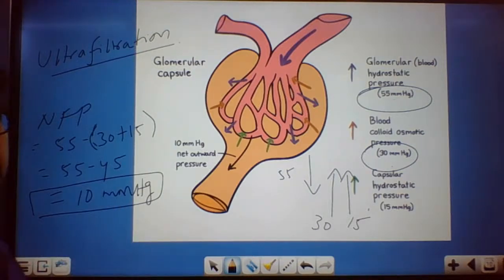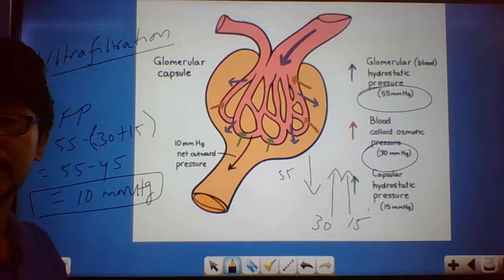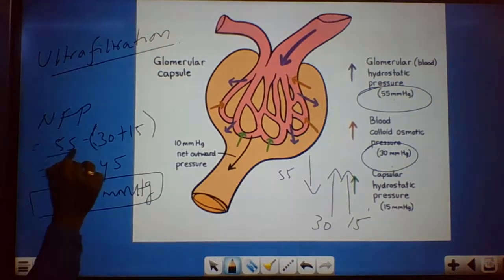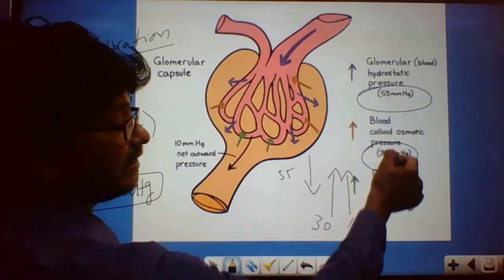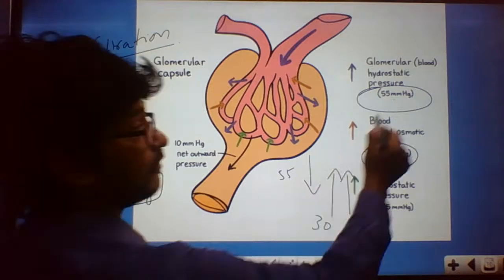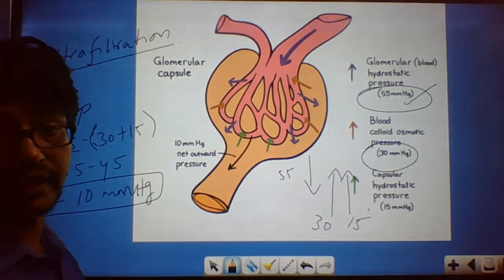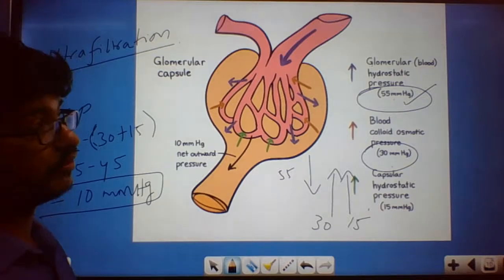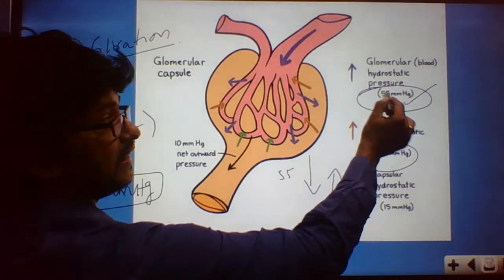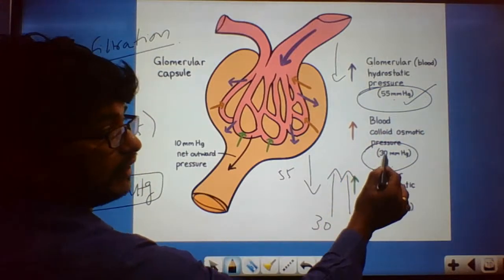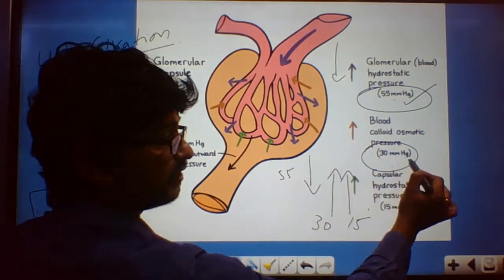Okay, if they ask a question on net filtration pressure, here the 55 is actually the glomerular hydrostatic pressure. If the question asks only for glomerular hydrostatic pressure, you should take 55. Please be very careful, this is also a very important question. You can expect a question from this area. If they ask only for glomerular hydrostatic pressure, write 55. If they ask only for blood colloid osmotic pressure, write 13.